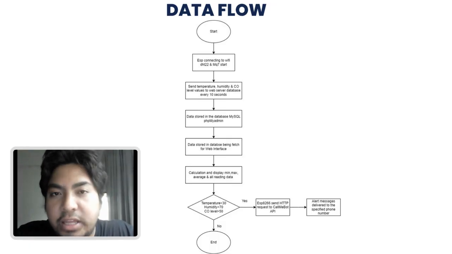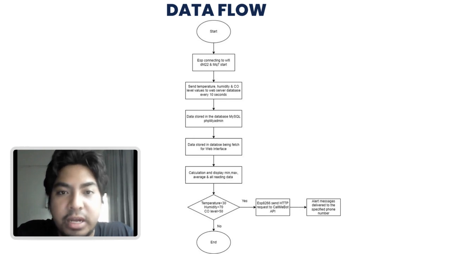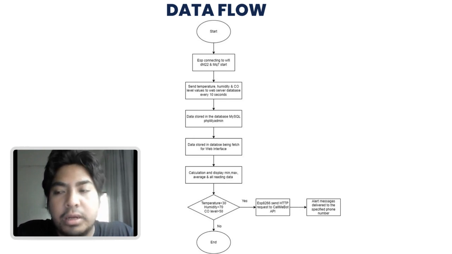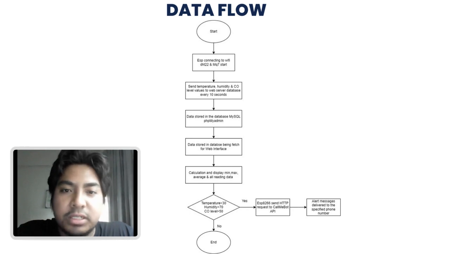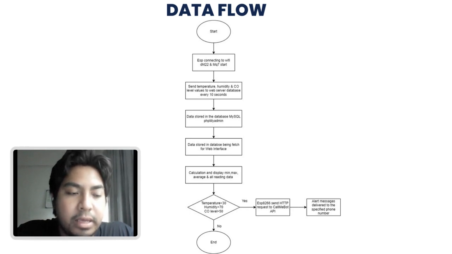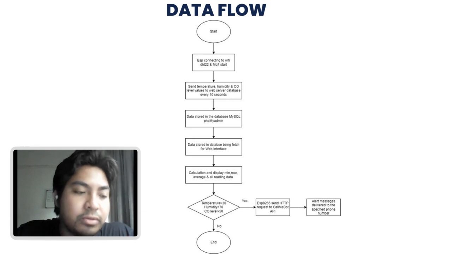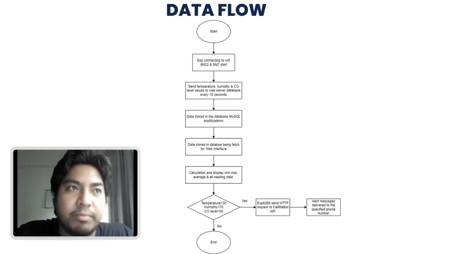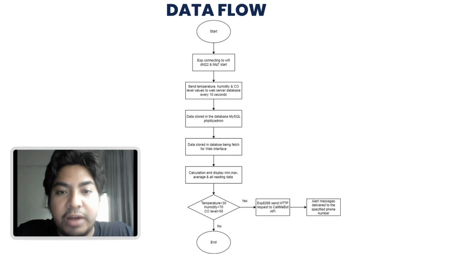Okay, so for the data flow of this project, we start up the ESP8266 with the sensor. The ESP8266 is connected to the sensor and connected to the laptop for the main power supply. After that, the ESP will connect to the Wi-Fi. Simultaneously, the DHT22 and MQ7 readings start. After it successfully connects to the Wi-Fi, it will send the temperature, humidity, and CO level values to the web server database every 10 seconds.